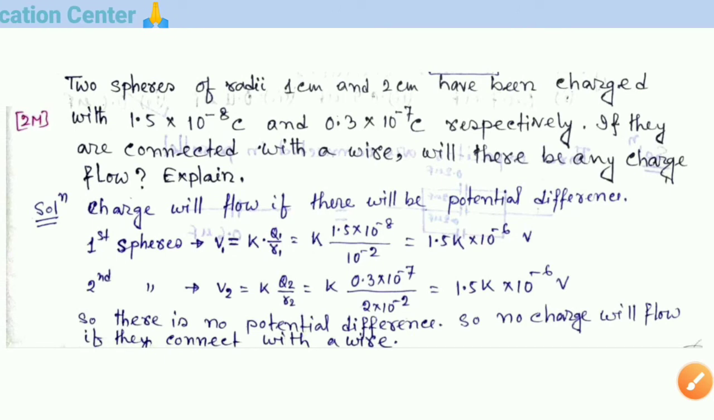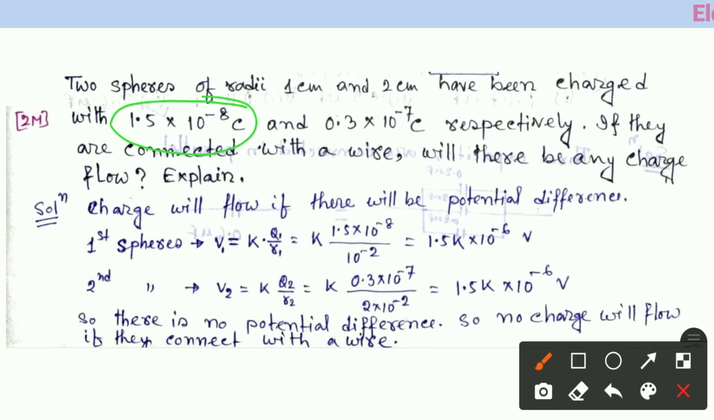Next question is, two spheres of radii 1 cm and 2 cm have been charged with that coulomb and that coulomb respectively. If they are connected with a wire, will any charge flow? Explain. Charge will flow if there is a potential difference.